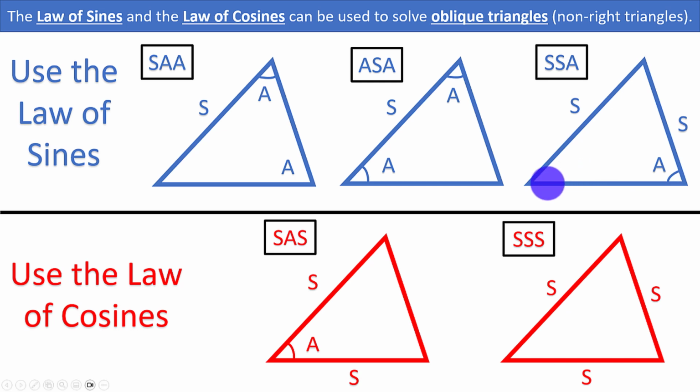Why might we sometimes have two triangles? Well, since this side is unknown, it's possible that this side is either really short or possibly really long. This angle could be an acute angle, which would make this side shorter, or it could possibly be an obtuse angle, making this side longer. That can sometimes create two separate triangles.